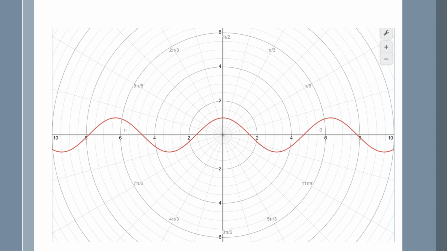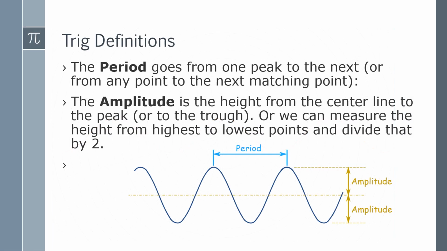Alright. I'll show you how to do this in Desmos. This is just showing you what you will be doing in Desmos. So don't freak out. I got you. Alright. So these are definitions that you may want to write down. The period, because there are so many parts of a trig function, goes from one peak to the next, or from any point to the next matching point.